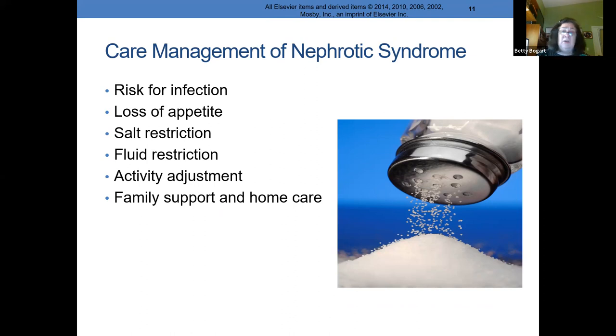These children are immunosuppressed. You have to be very careful with infections with them. And the family needs to understand the reasons for no salt, decreased fluids, especially brothers and sisters.